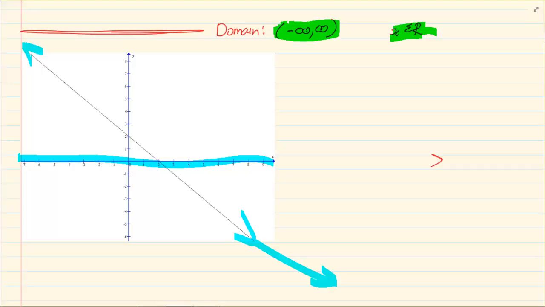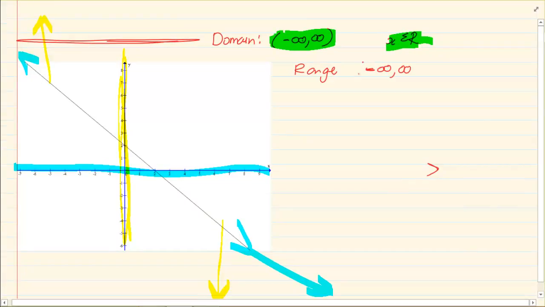Now let's look at the range. The range is this way, so we're looking at the vertical way. Now if you look, this thing is going up and up and up, and this thing is going down and down and down. So it's going on till forever. So again, we have range is from negative infinity to infinity. Round brackets. Remember, infinity is always on a round bracket. Or you could have said y is an element of R. Again, they are same answers written differently.